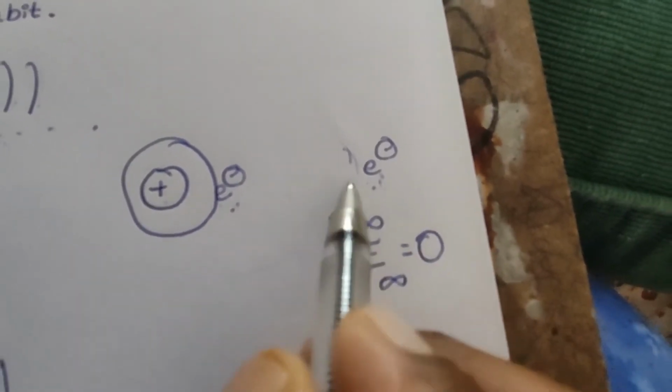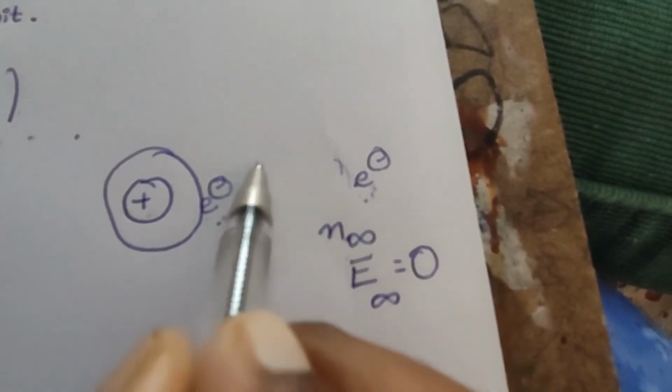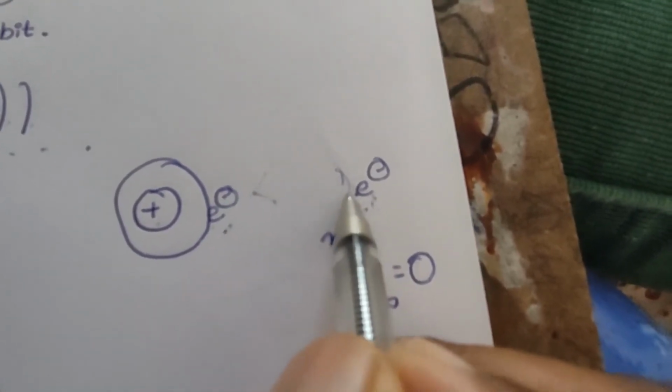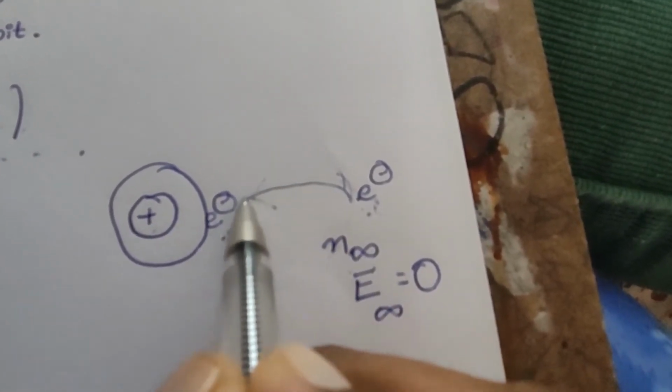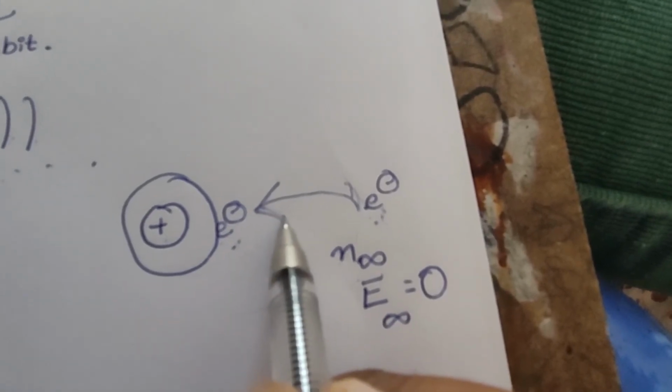And then if the electron moves closer to the nucleus, it means it should jump from a higher energy level to a lower energy level.